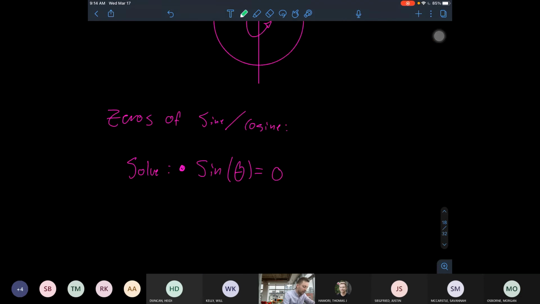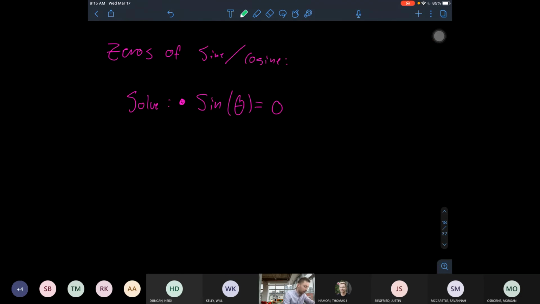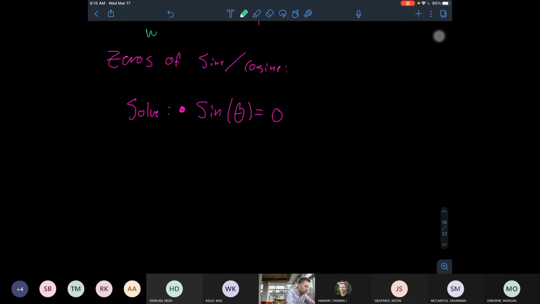Now let's consider the following question: what are the zeros of sine and cosine? The main place that we see zeros is with a quadratic function like x squared plus 2x plus 1. We want to know which values of x make this equation zero, and when we find them, we call them the zeros.